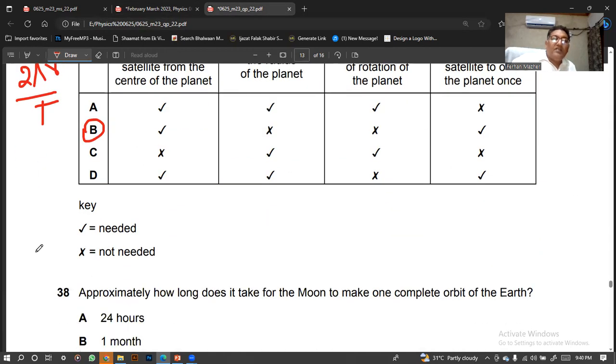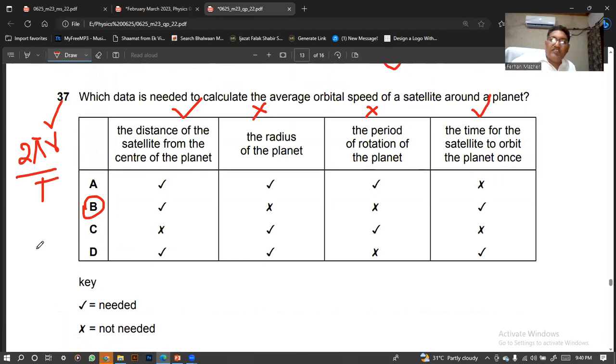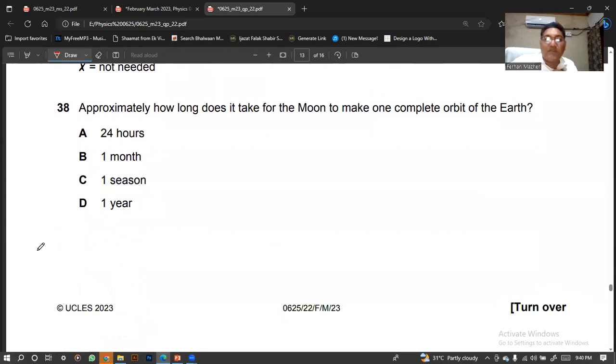So it's a little tricky question. This is the new question, from the space physics. Approximately how long does it take for the moon to make one complete orbit of the Earth? That is 1 month. Straightforward. Question number 38, B is the option.